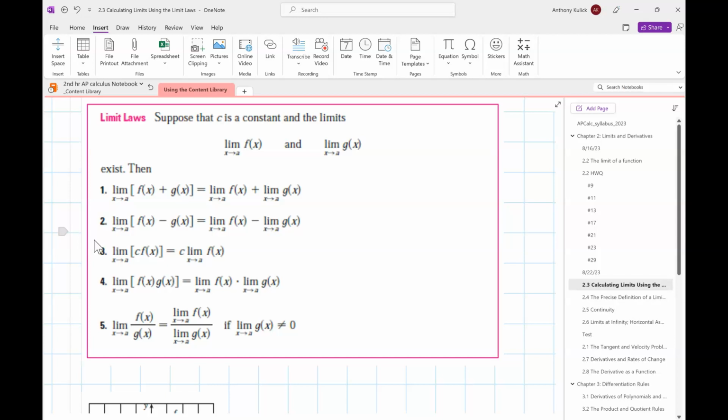If I have the product of two functions and I take the limit, that's the same thing as the product of the two limits. So I can take the limit of one function and multiply it by the limit of the other function. And the same thing with division. If I have the quotient of two functions and I take the limit, that's the same thing as the limit of the first function divided by the limit of the second function. So this just gives us a set of tools that we can use to take a complicated limit and break it up into simpler parts.